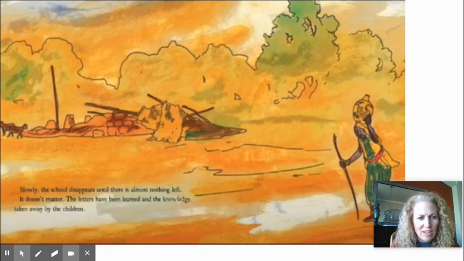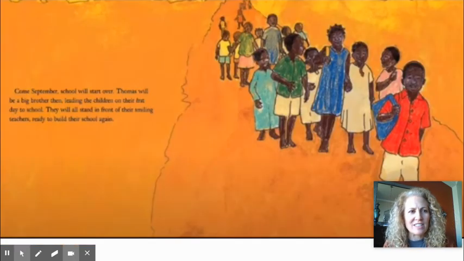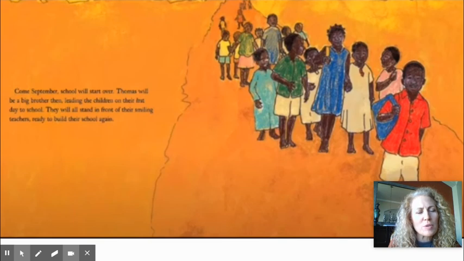It doesn't matter. The letters have been learned and the knowledge is taken away by the children. Come September, school will be over. Thomas will be a big brother then, leading the children on their first day to school. They will all stand in front of their smiling teacher, ready to build their school again.